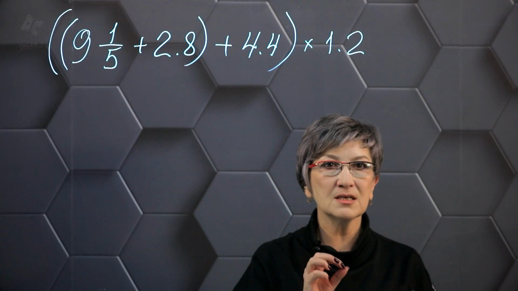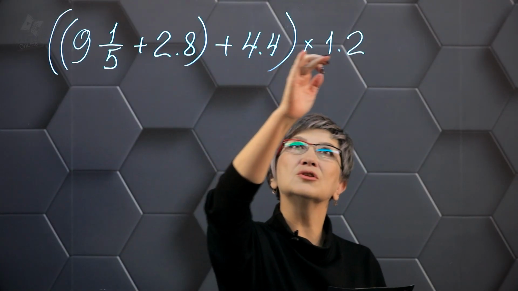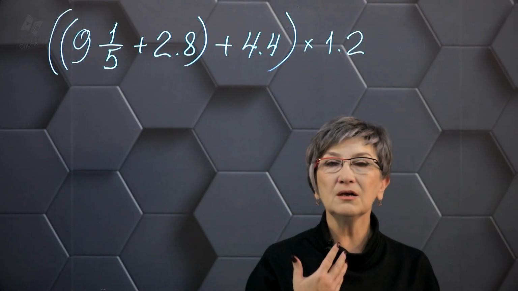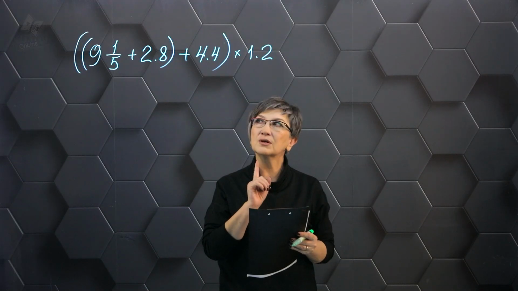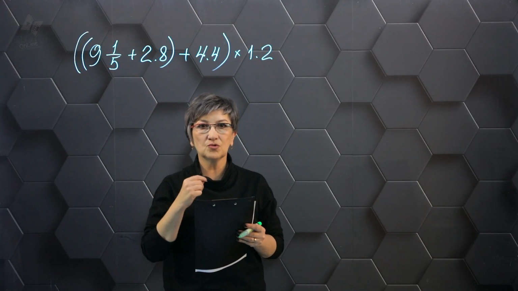it is possible to do it in two different methods. Of course, you can convert decimals to a mixed number or to an ordinary fraction and perform these actions, but it's easier to work with decimals. Therefore, let's convert 9 1/5 into a decimal fraction with you. How do we do that?